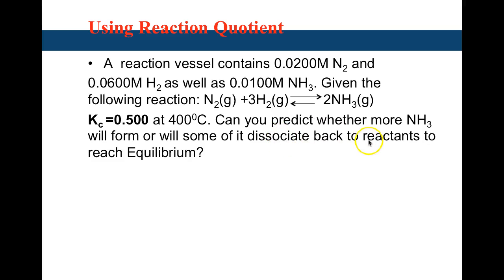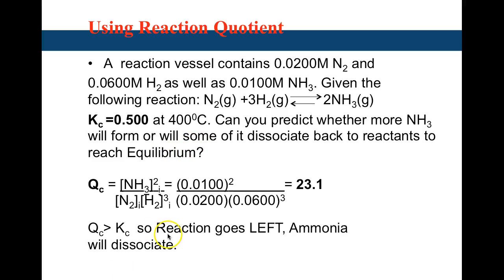Can you predict if more ammonia will form or some of it will break down back to reactants in order to reach equilibrium? So you plug in all the numbers: 0.01 squared, because the coefficient is 2 for ammonia, 0.02 for the nitrogen, and 0.06 cubed because there are 3 hydrogens. So you got this value, 23.1. Now this is way greater than 0.5. So Qc is greater than Kc, so the reaction has to go left, and some of that ammonia will have to break down to get to equilibrium.